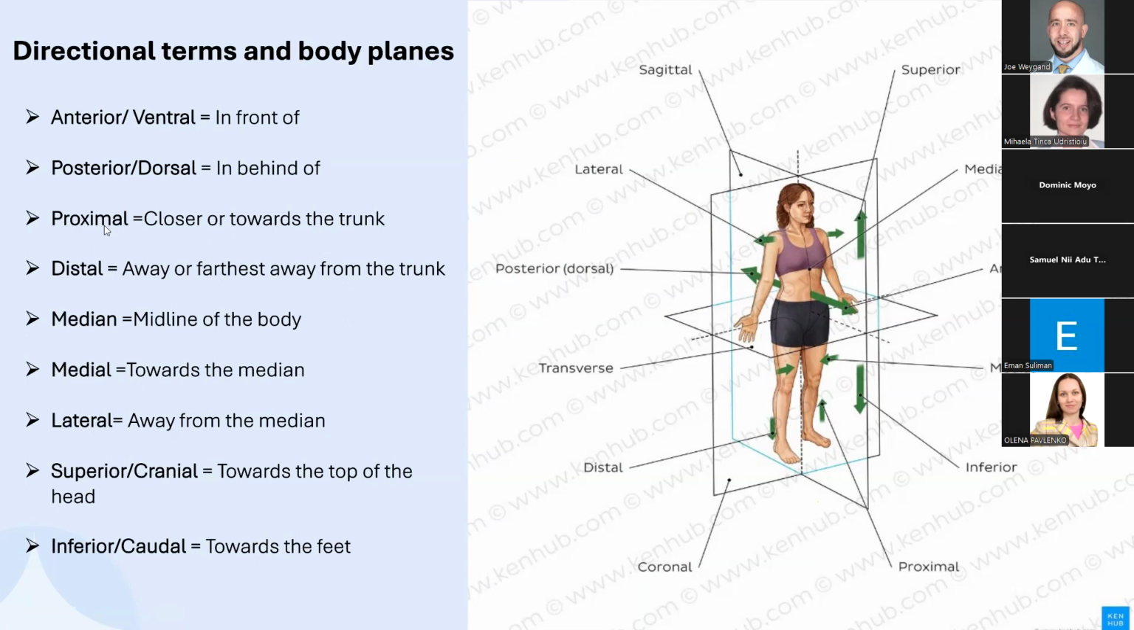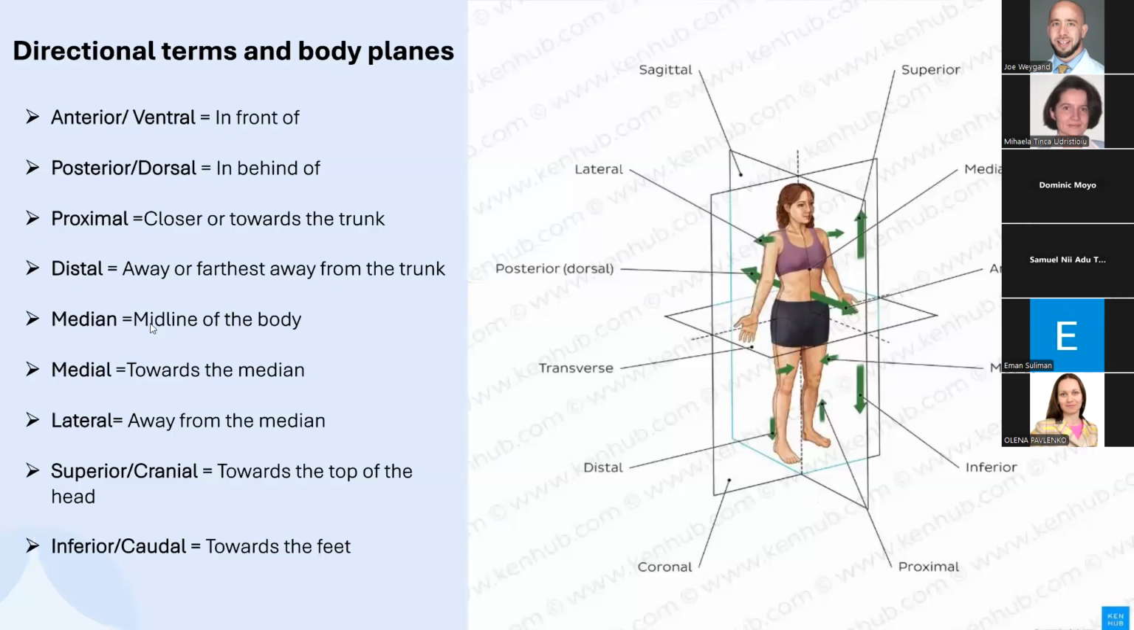And the terms proximal and distal are used in relation to the trunk. Proximal means closer or toward the trunk, and distal means away or further from the trunk. Let's take the upper limb as an example: we would say the elbow is proximal and the wrist, for example, is distal, furthest away from the trunk.